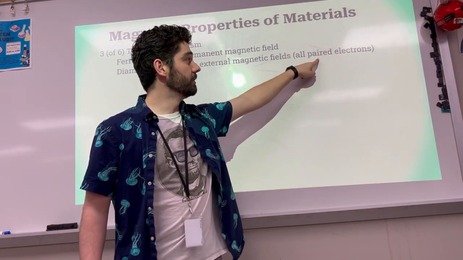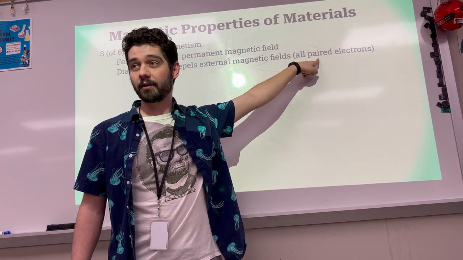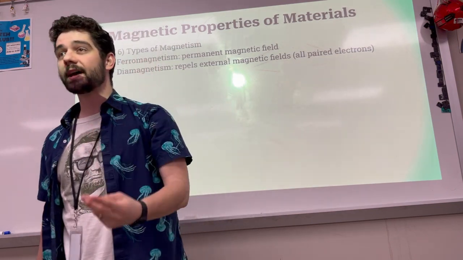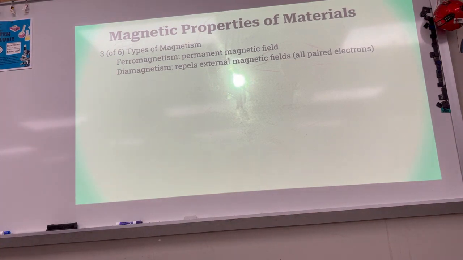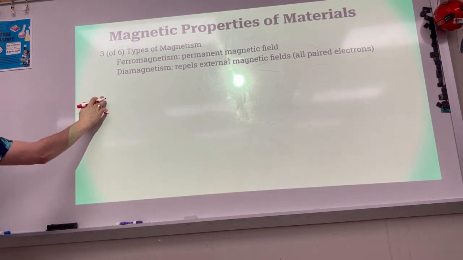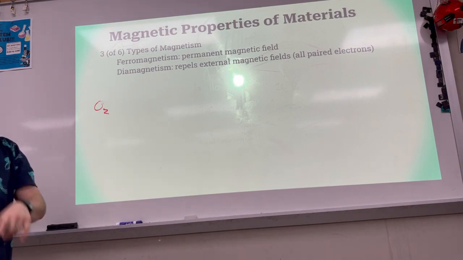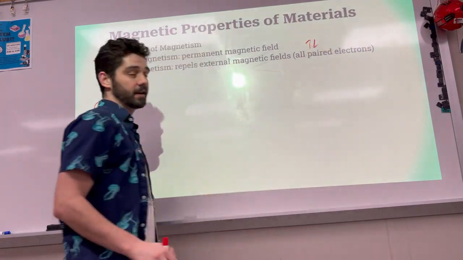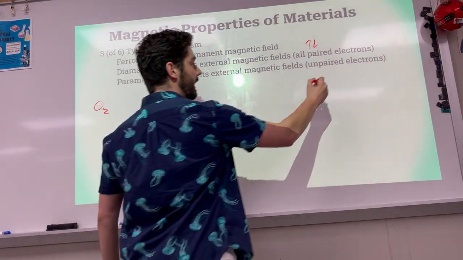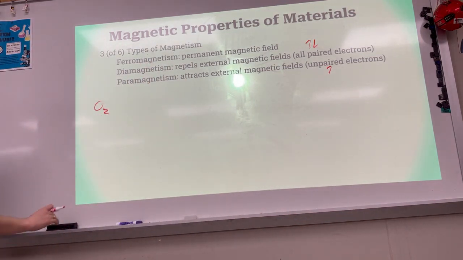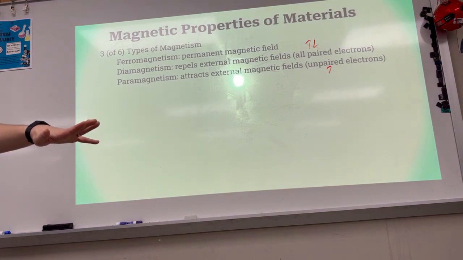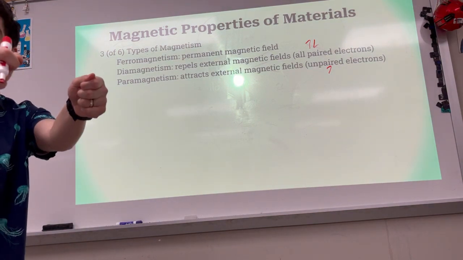Diamagnetic materials have paired electrons. So what I would ask you is, is O2 paramagnetic or diamagnetic? You could tell, if you look at the orbital diagram, if all of the electrons are in up-down pairs, then that means it would be diamagnetic. Paramagnetic means I have unpaired electrons in orbitals. And paramagnetic materials are not magnetic when they're sitting by themselves, but if I put it in a magnetic field, it's attracted to the magnetic field.